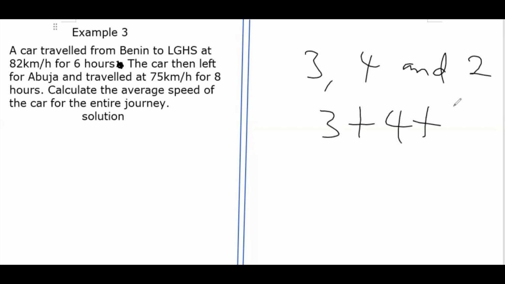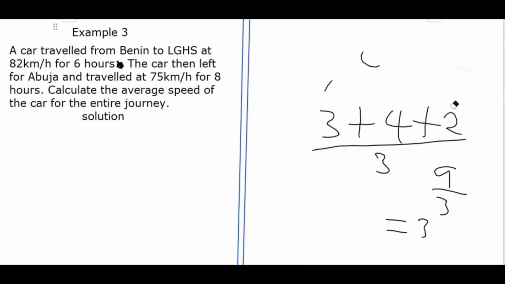In this case, if you are asked to find the average speed, the common mistake candidates make is, for example, in elementary mathematics, if they say find the average of 3, 4, and 2, they know that average means the mean, which is 3 plus 4 plus 2 divided by 3. And they quickly get 9 over 3 and say the average is 3. Yes, for numbers.